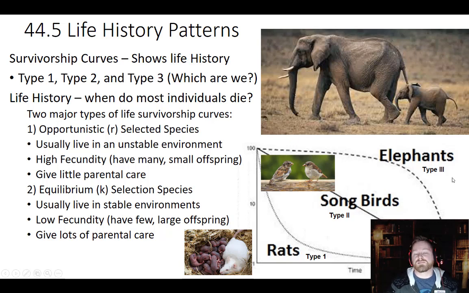So which one are we? Do we have 20, 30 babies at a time? Hopefully not, right? No, we don't. We generally have 1 or 2 offspring, right? And we give a lot of parental care to them. What about cats and dogs? They have larger litters, right? They don't have as many as a mouse, but they definitely have more than humans and elephants. And at any point in time, they do give parental care up to a certain point. So they're more like a type 2 select species.